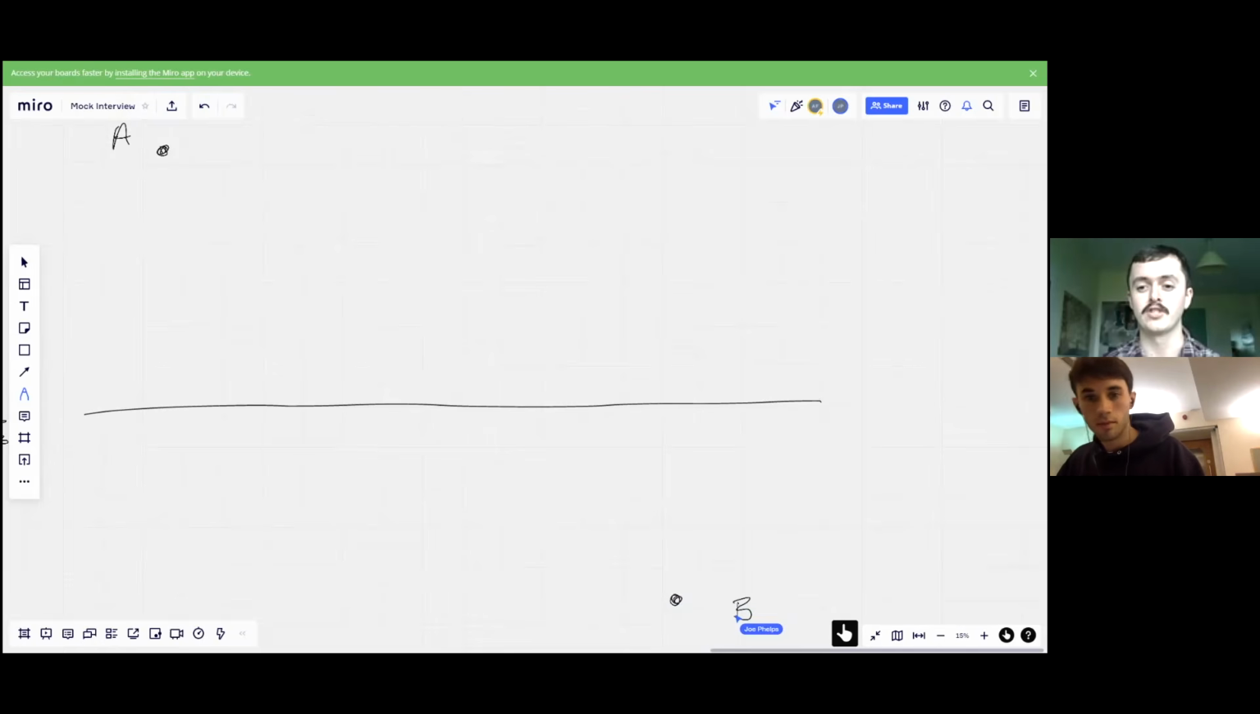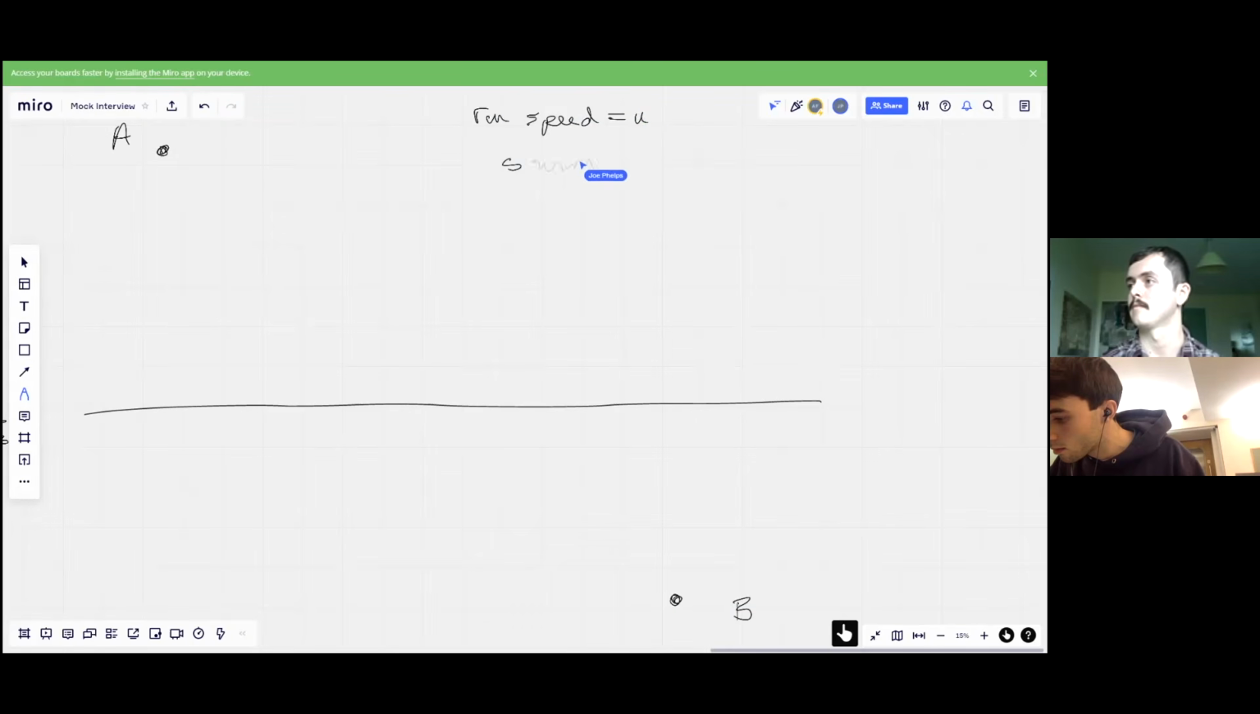Now, as you can well imagine, you're going to be running faster than you're swimming. So perhaps we could say that the speed at which we run on land is u, and the speed with which we swim is going to be v. Perfect. So what do you think the best path might be for you to get from A to B in the shortest amount of time?